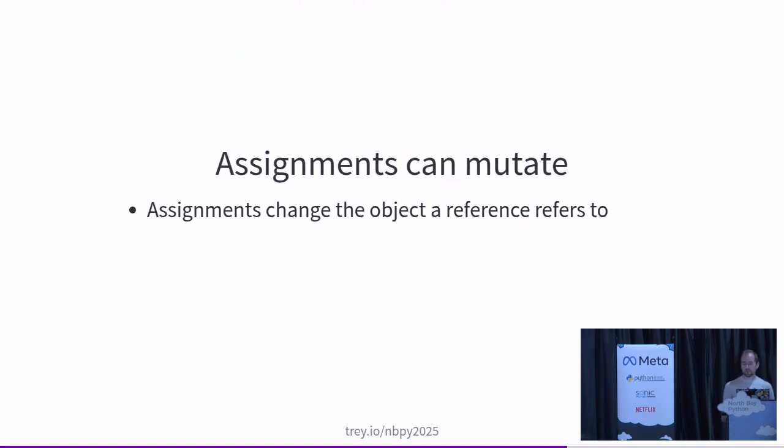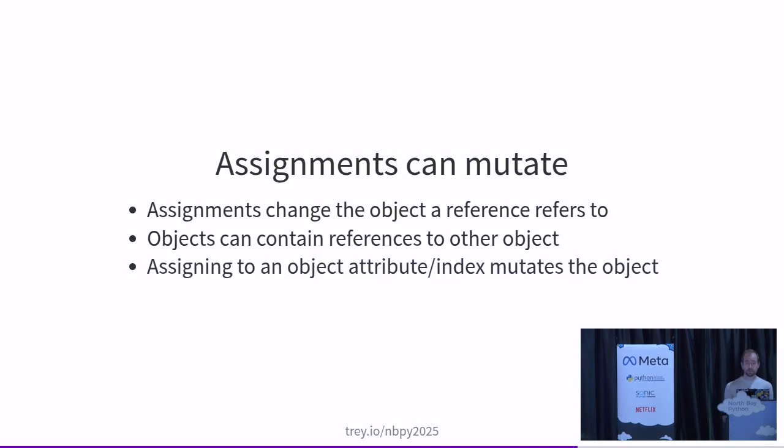Assignments change which object a pointer is pointing to, but objects can contain references to other objects. And when our assignment target is an index, a key, or an attribute, that pointer lives within an object. So when we use an assignment statement to change where an attribute is pointing, that mutates the containing object.